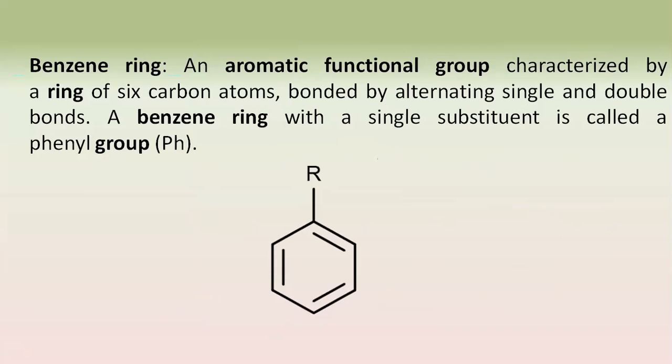An aromatic functional group is characterized by a ring of 6 carbon atoms. See, these are 6 carbon atoms bonded by alternating double bonds and single bonds. And if they have an unused valency, these are referred to as the phenyl group. Okay, C6H5, and this is the one unused valency. This is the phenyl group.